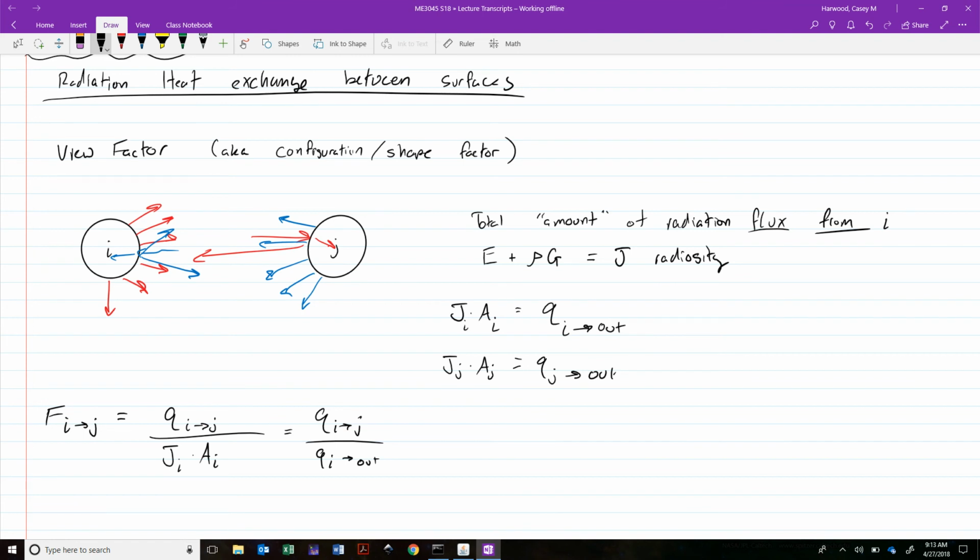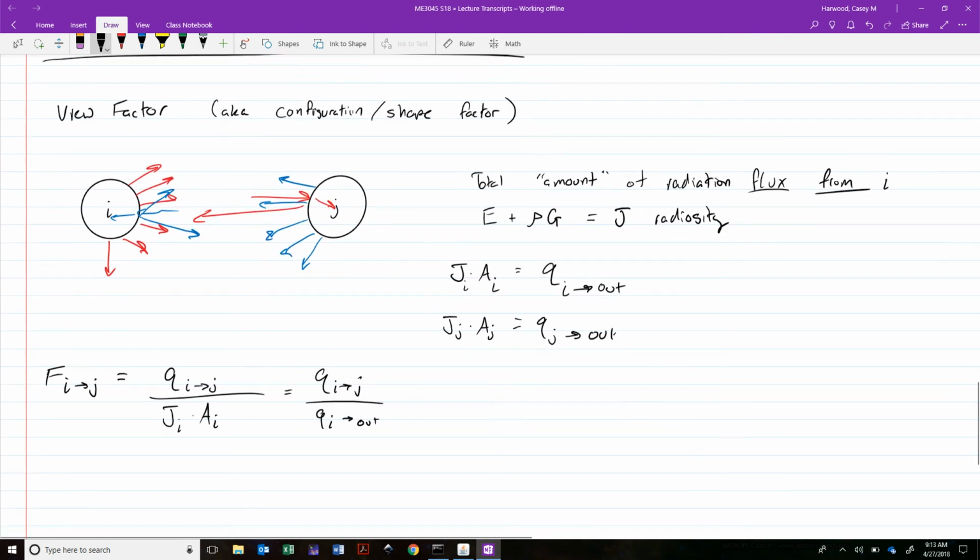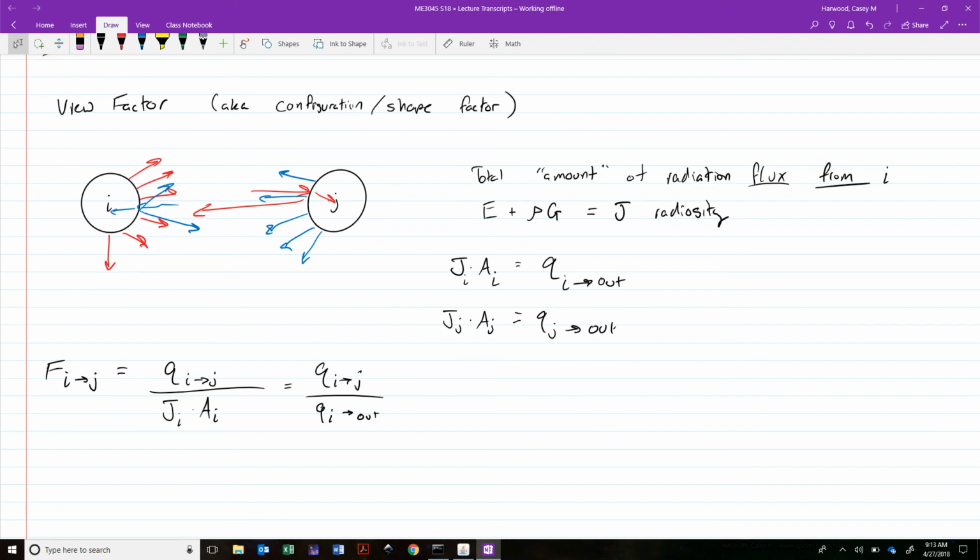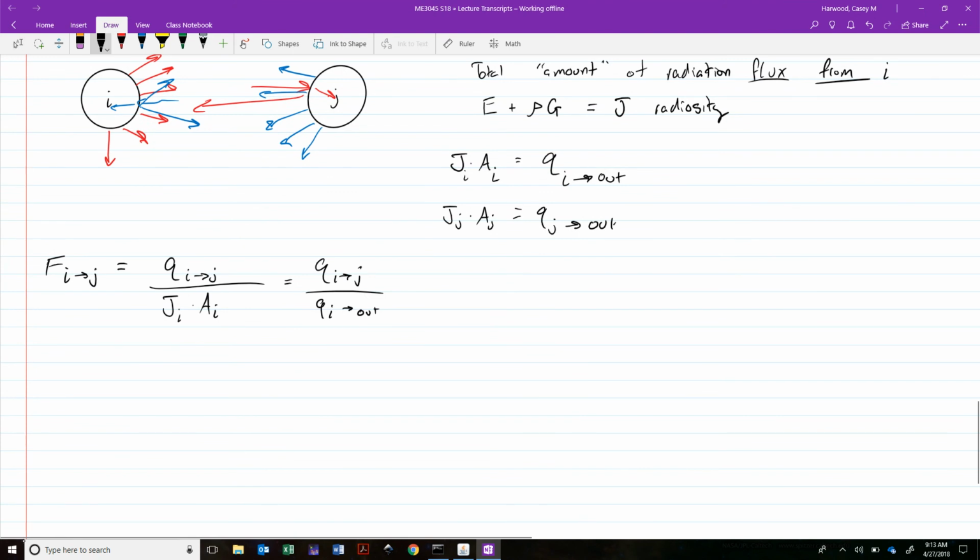Timing here is pretty perfect, actually. So if you remember that example we did, I think it was either the beginning of this week or end of last week, where we had an emitter, a diffuse emitter, A1, and we had a receiver, A2. Remember the way we figured out the total amount of radiation from A1 that hit A2? We did it two ways.